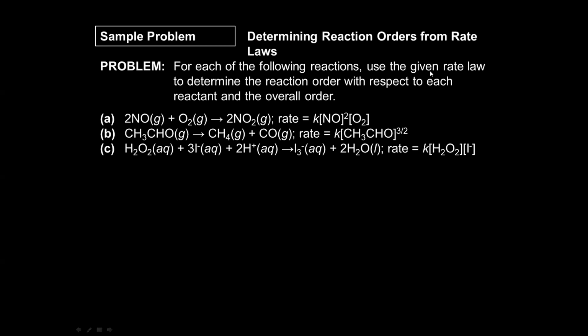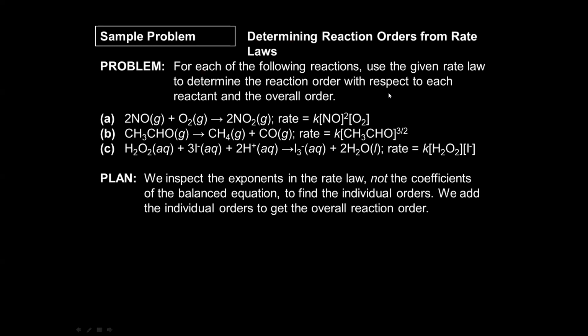So for each of the following reactions, we're going to use the given rate law. So we're going to look at the rate half of it and determine the reaction order with respect to each reactant and the overall order. So what we're going to do is look at the exponents in the rate law, not the balanced chemical equation. It's not that we're trying to distract students with the balanced chemical equation, but if we're talking about a chemical reaction, we need to have the balanced chemical equation there so we know what we're talking about. And then we're going to add together the individual orders to get the overall reaction order.